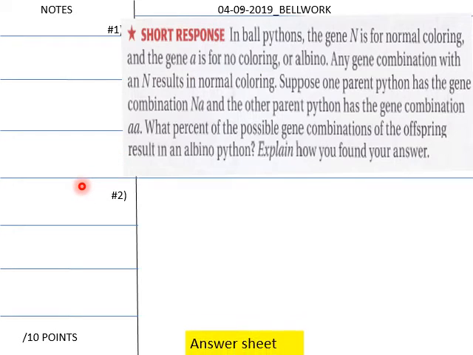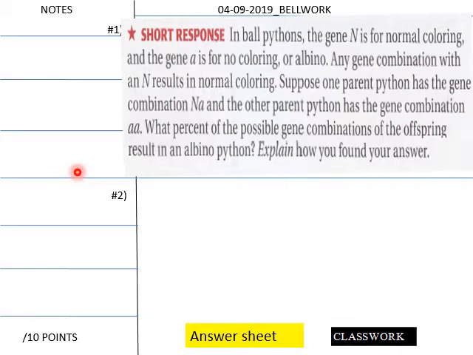Teachers, here's your bell work for today's lesson. Another wonderful word problem here. Give your students explain how you found the answer. So what percent of gene combinations? We have to find a percentage problem here. Give your students 5 minutes.